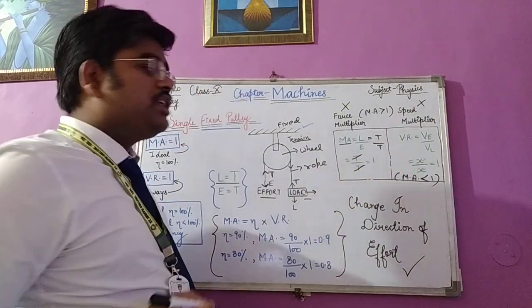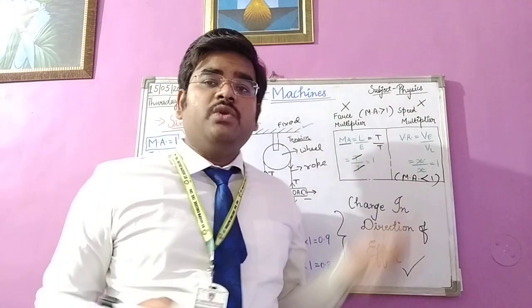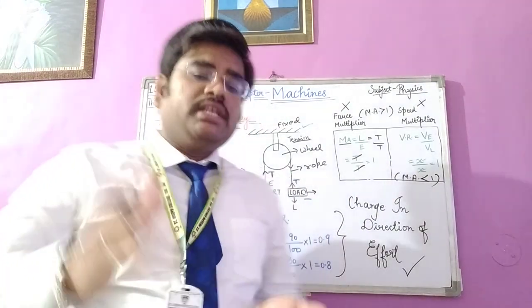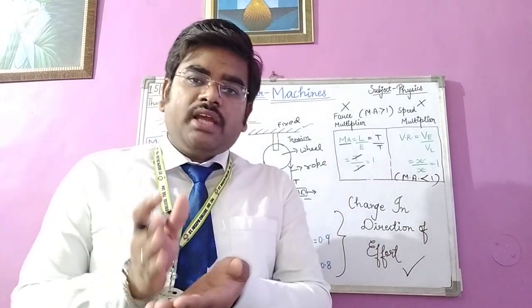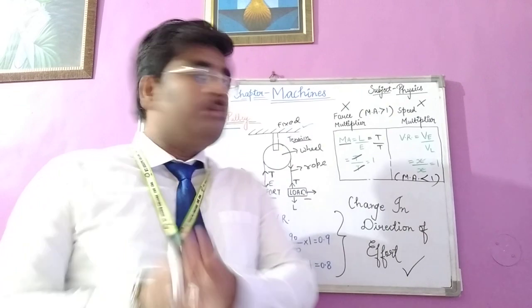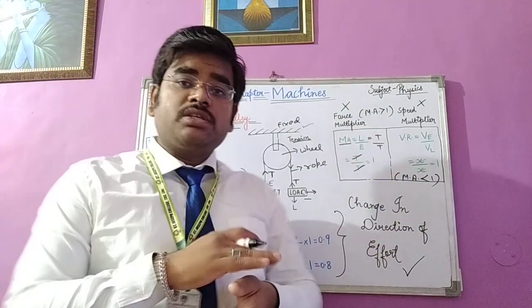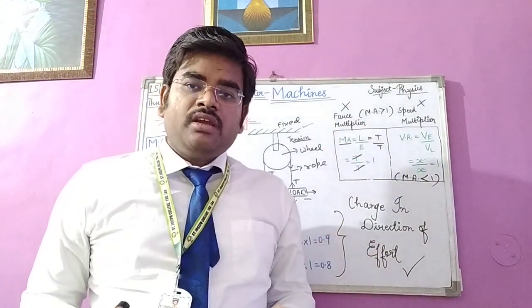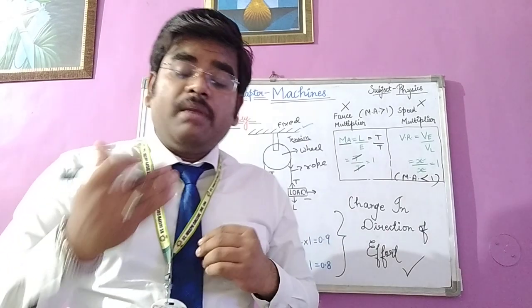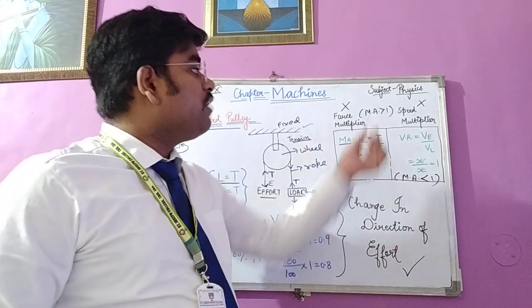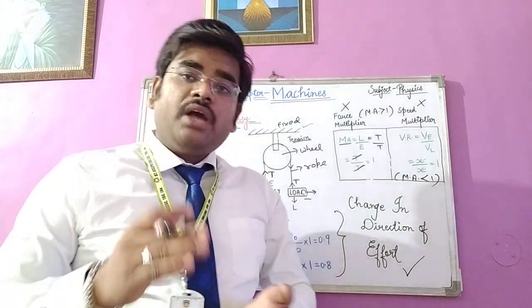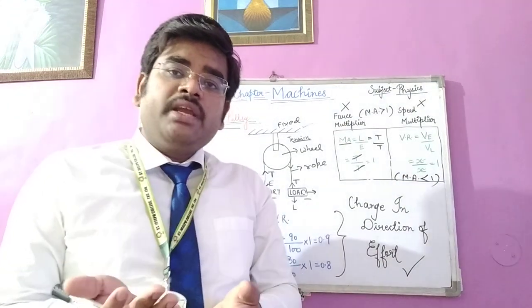And this t will cancel, and this will give you the mechanical advantage 1. Listen, if the mechanical advantage is 1, that means this is not a kind of force multiplier class. Because if you have to multiply a force, the mechanical advantage should be greater than 1. Why should the mechanical advantage be greater than 1?